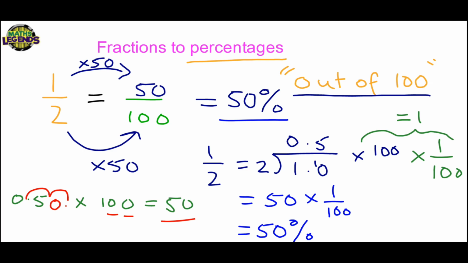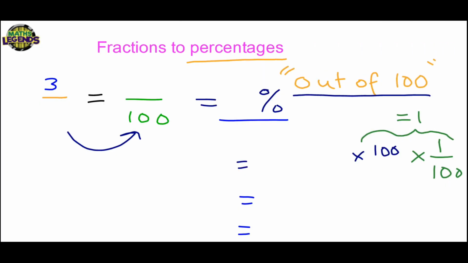Now let's consider another example. 3 over 4. Now, equating it to a fraction so that the denominator is equal to 100, we need to multiply the bottom 4 by 25. If we do it to the bottom, we must do it to the top, times 25. 3 times 25 is 75. So hence this is equal to 75%.